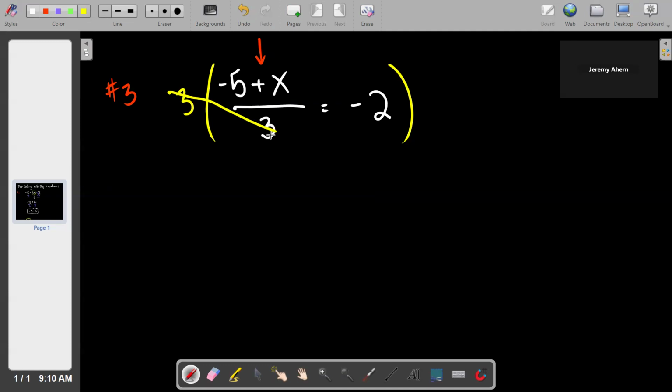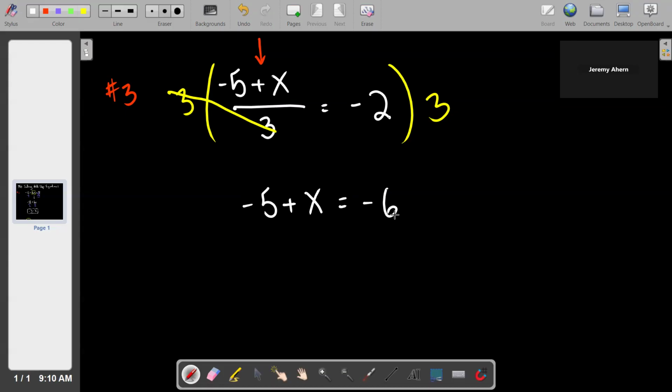I feel like I'm pulling the 3 out and then the -5 and the plus x are just going to drop down. So here it goes. When you multiply by 3, those die. The -5 and the plus x just fall onto the tabletop. And the equals comes down. And then what's -2 times 3?